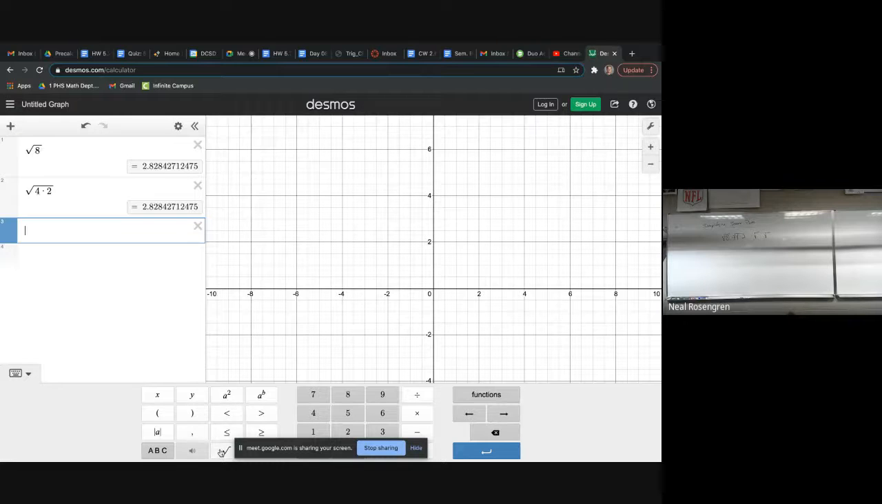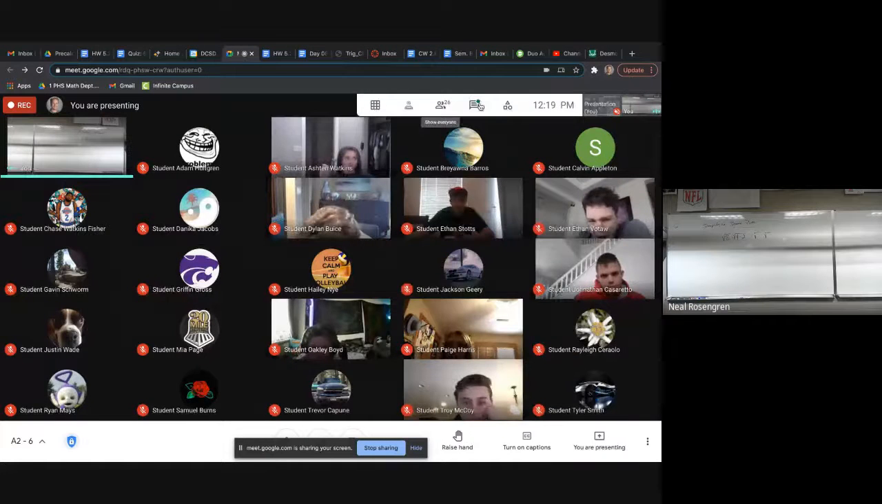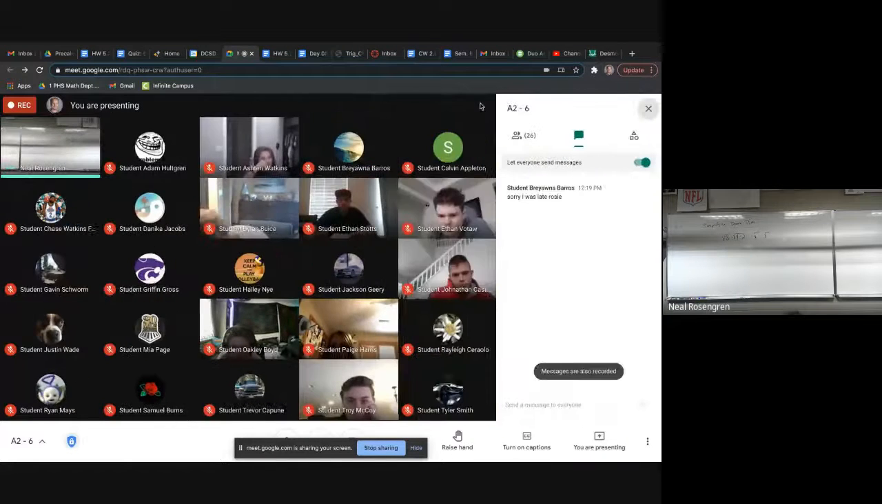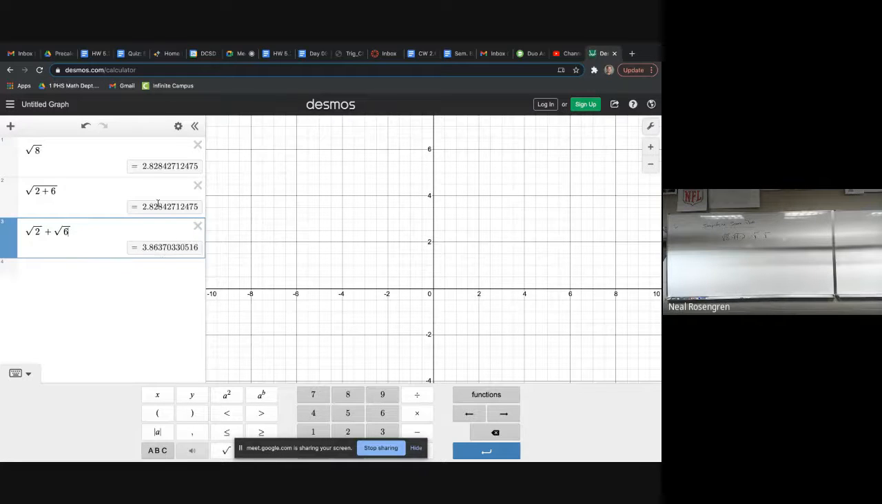And so the question is, let me show you this one first. Let me do the 2 plus 6. Okay, so check this out. Is that the same as me doing the square root of 2 and then separately adding the square root of 6? Nope. Those numbers don't work, right? I can't break apart a square root using addition.